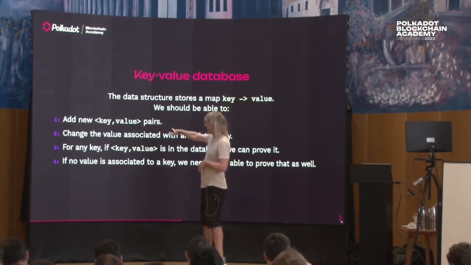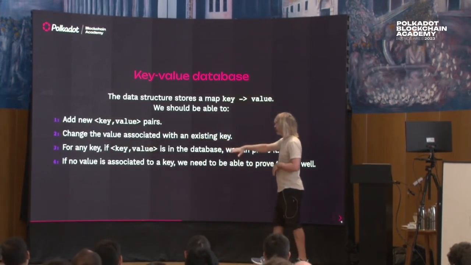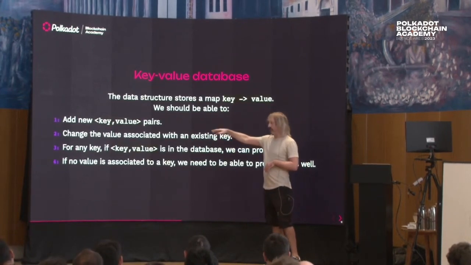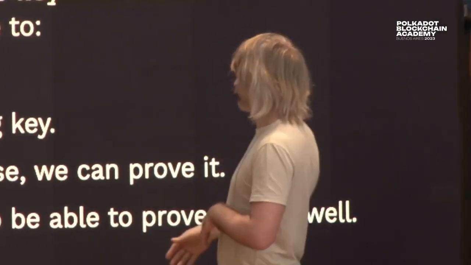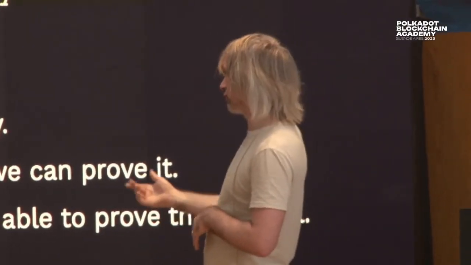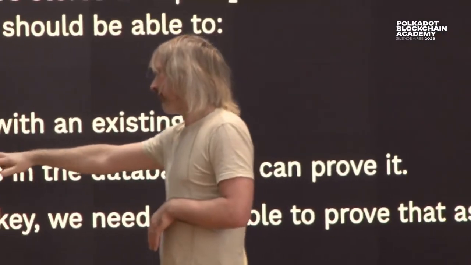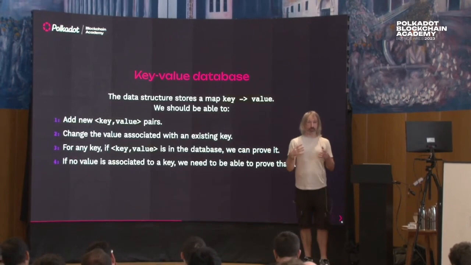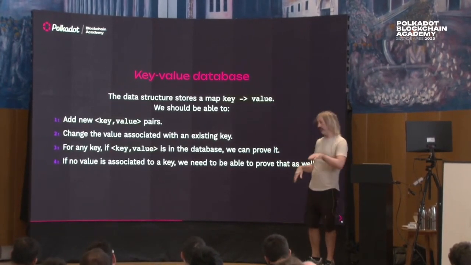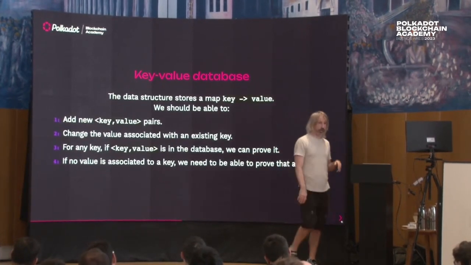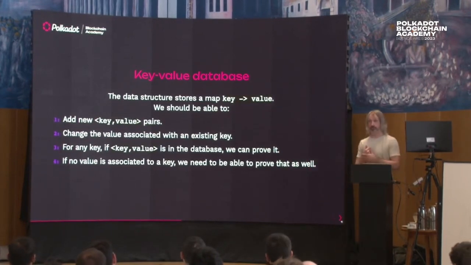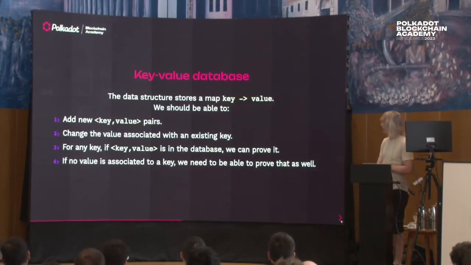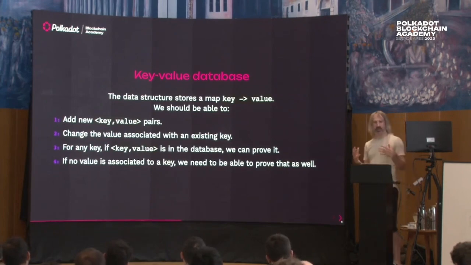We want to be able to add new pairs to this database. We want to be able to modify information that's already in there. We actually want to be able to remove it. I don't think that's written down, but never mind. For any key, we want to be able to prove that it's in there with a particular value, and we also want to be able to prove if the key isn't in there at all. That's the kind of database that we want to build. That's the functionality of it.